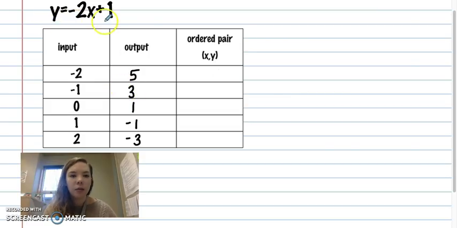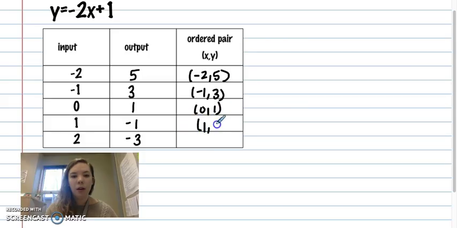And again, because this was a line, there is a pattern of going down by 2 that only works if it's in this linear equation. So here I have -2, 5; -1, 3; 0, 1; 1, -1; and 2, -3.